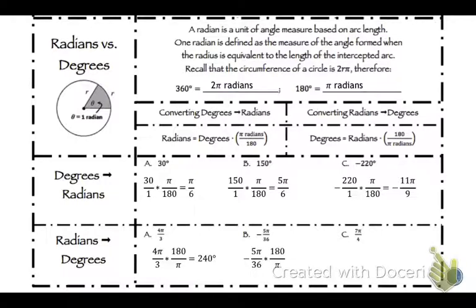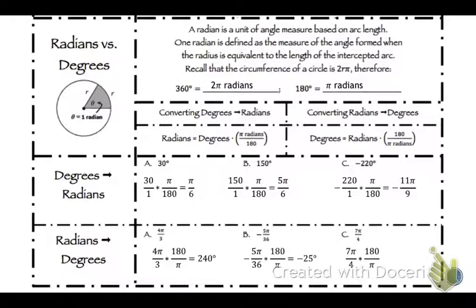Okay, let's do B. So that's negative 5 pi over 36 times 180 over pi. Multiply straight across. Just going to rearrange that a little bit. Those pi's cancel. And then I have 5 times 180 divided by 36. If you need to, just put it in your calculator. But I know that 36 goes into 180 5 times. And then 5 times 5 is 25. So that is negative 25 degrees.